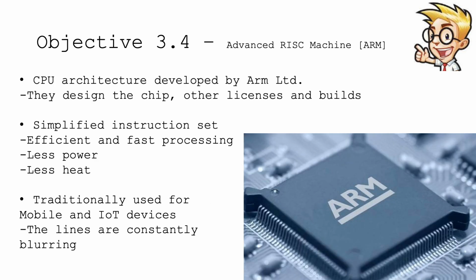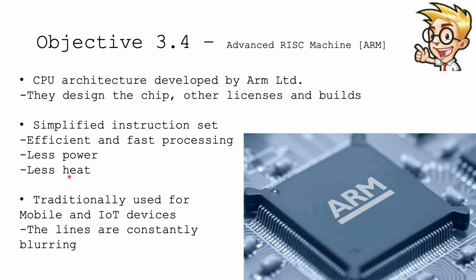Let's talk about ARM. There's another family of processors called the Advanced RISC Machine, or ARM. This is an architecture that was developed by ARM Limited. They designed the specifications for the hardware, and then third parties use those specifications to create ARM-based CPUs. The ARM architecture is well known for being extremely efficient and fast in its processing. It uses a lot less power and a lot less heat. It's ideal for mobile devices.